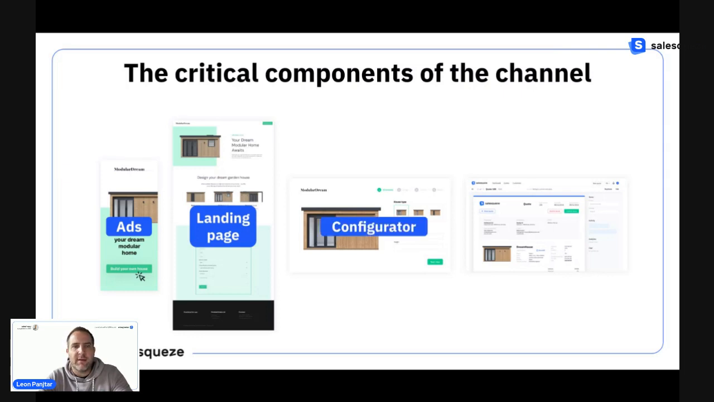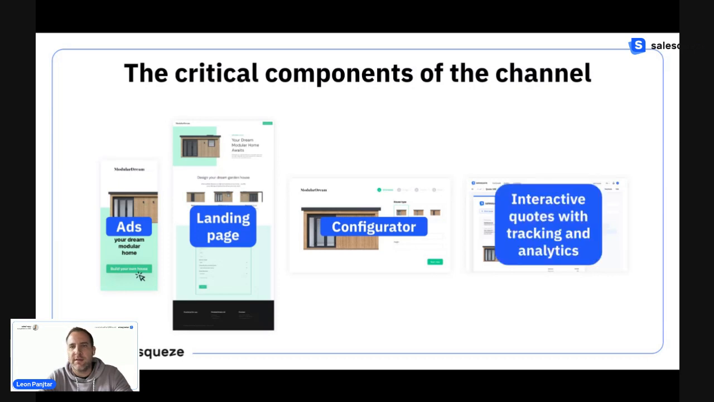You then embed the configurator on your product page, and you use it to capture leads at a much higher level, with much higher conversion rates than you are used to with contact forms. And the last part is sending out interactive quotes with detailed tracking and analytics, so you know exactly which users are considering the purchase or are ready to be followed up by your sales team.